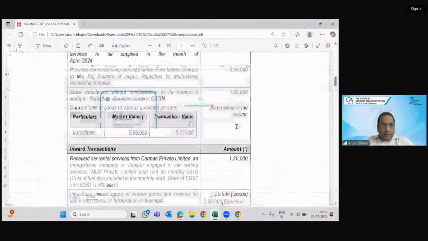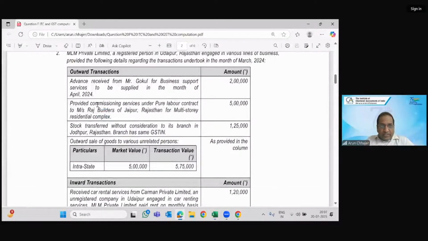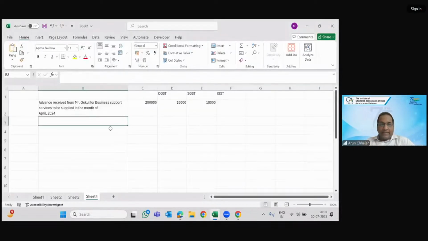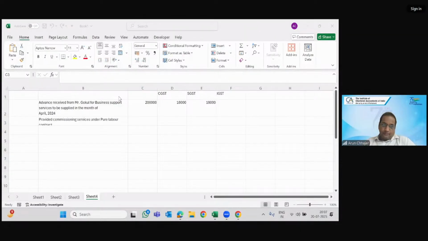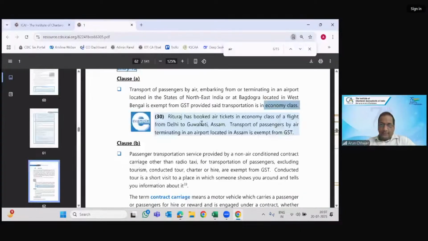Next is: provided commission service under pure labor contract to Raj Builder of Jaipur for multi-story residential complex. Quickly tell me, will it be exempt or will it be taxable? Oh, exempt.